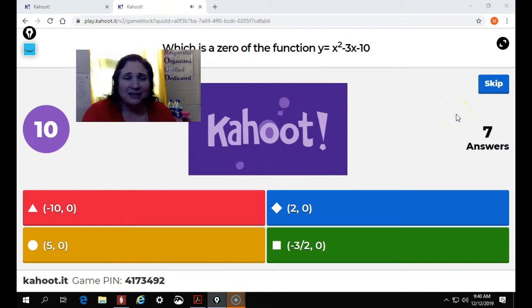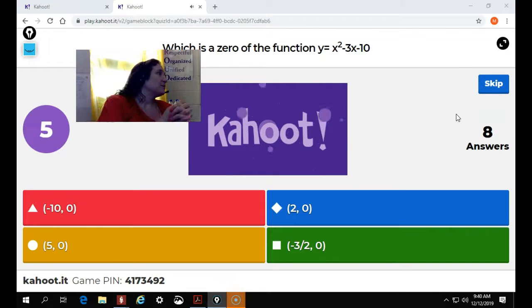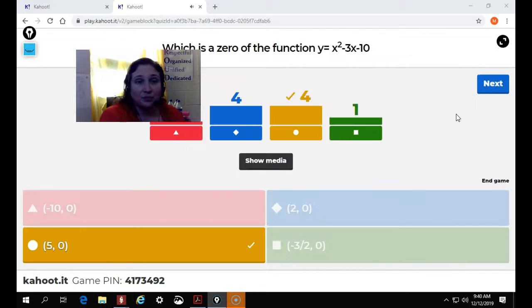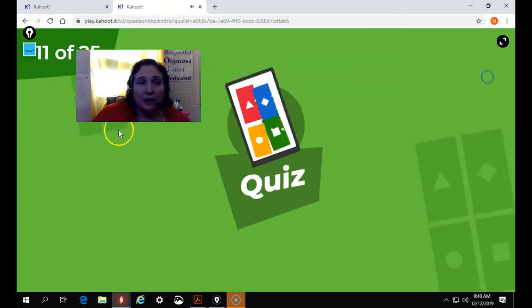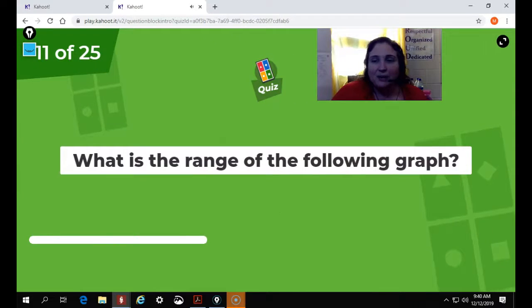Come on, come on. 7 people, 9 seconds. What are you doing? What are you doing? 3 seconds. There we go. Okay. I think some of you are trying to get in, but you don't have it yet.